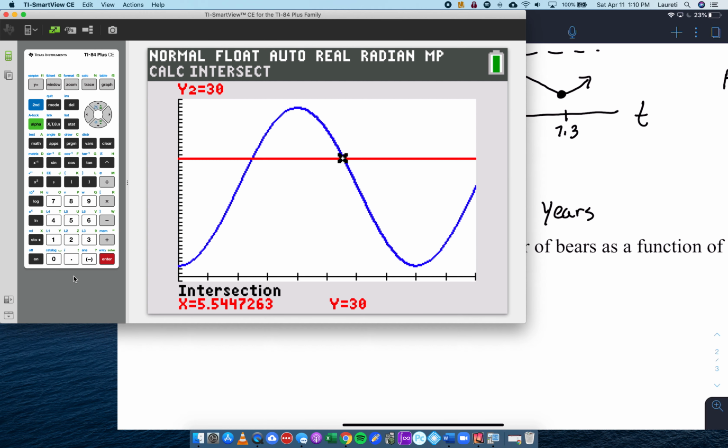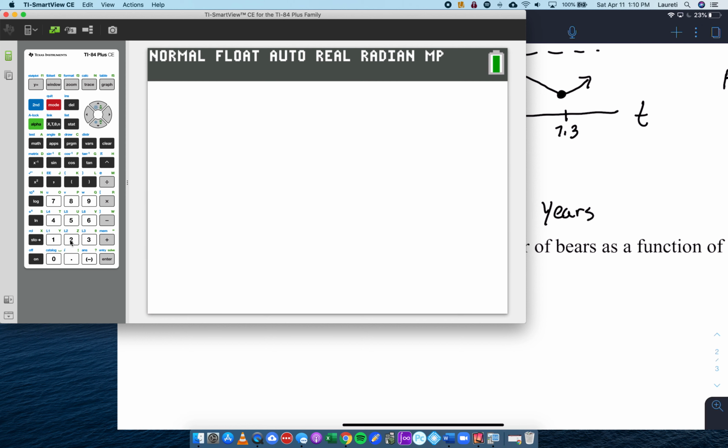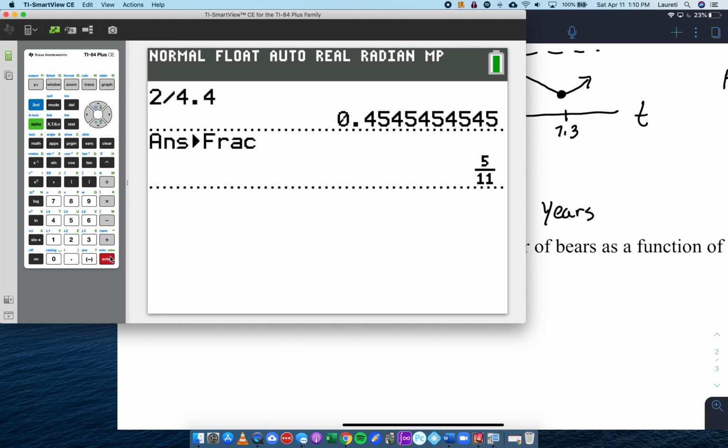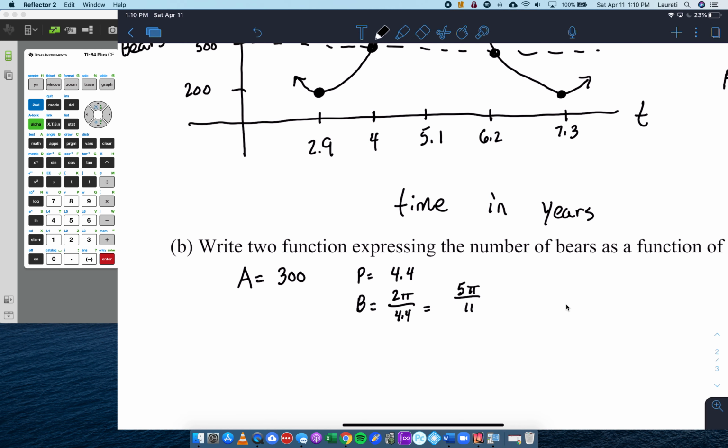If I do that on my calculator, I'm going to quit, and do 2 divided by 4.4. Okay, I get that number. Now if I hit math and then enter for fraction, that gives me 5 over 11. So 5 pi over 11 is going to be the b term. And then the axis we know is at 500.